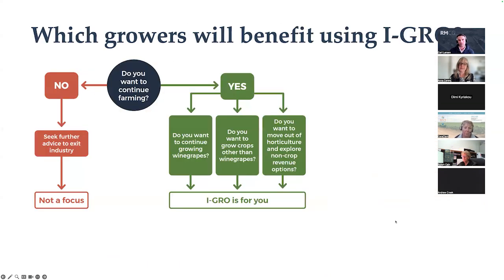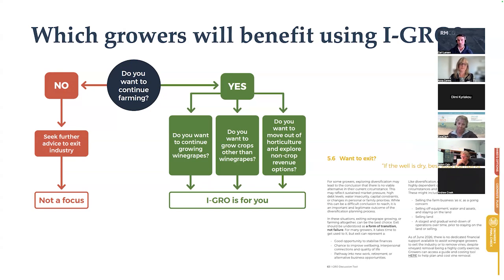So which growers will actually be using the I-GRO Diversification Guide? This is very much centered around growers that want to continue farming, and that could be in one of three different ways. They either want to continue growing wine grapes and look at value-added opportunities. They may want to grow crops other than wine grapes, or move out of horticulture altogether and explore some non-crop revenue options, and that could be carbon or nature-based markets, just as an example. Now, while the focus isn't on exiting industry, there is some further information provided to growers if they wish to exit, as well as some pointers to extra support for those people in that situation.